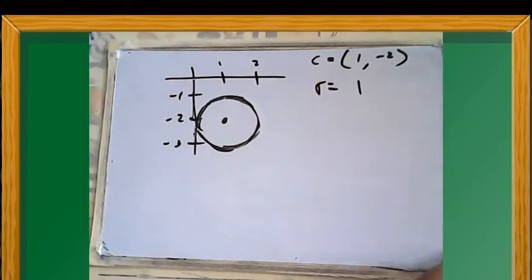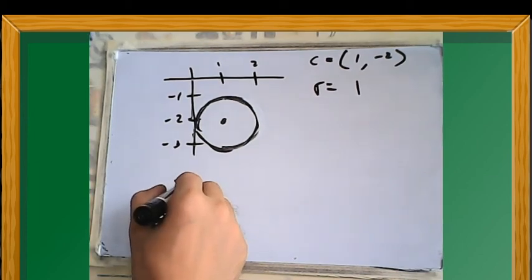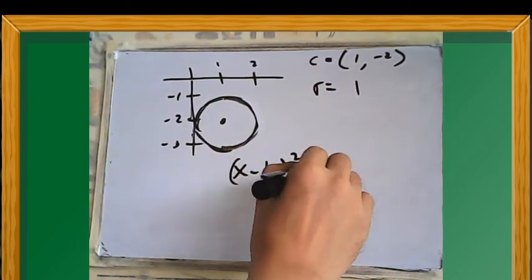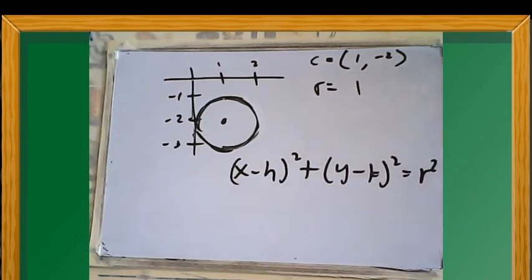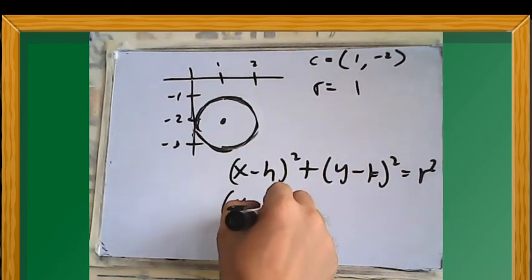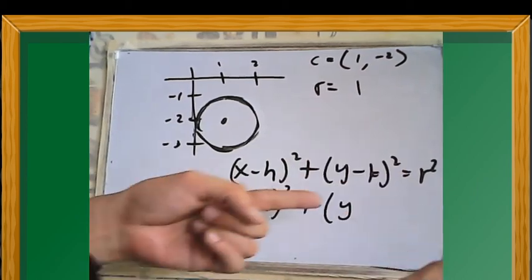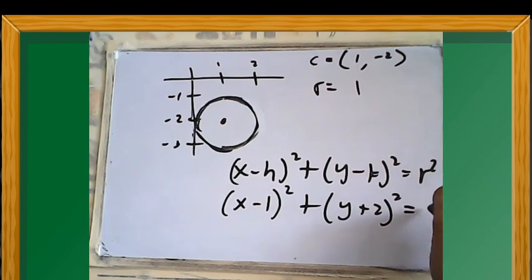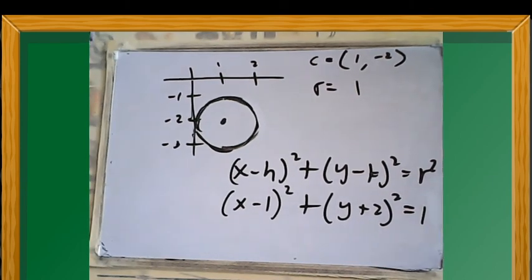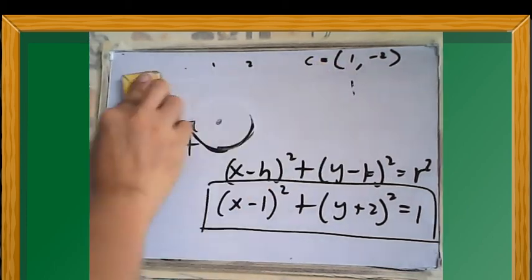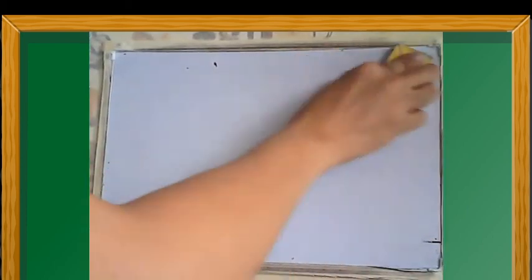From the given center and radius, again, start with the standard form of this circle, (x minus h) squared plus (y minus k) squared equals r squared. Again, substitute the values of h and k for x and y. (x minus 1) squared plus (y, since minus k and k is negative 2, it will become plus 2) squared equals 1 squared, or simply 1. So this is the equation of the given figure. That is all for the circle. Next topic we will discuss parabola.